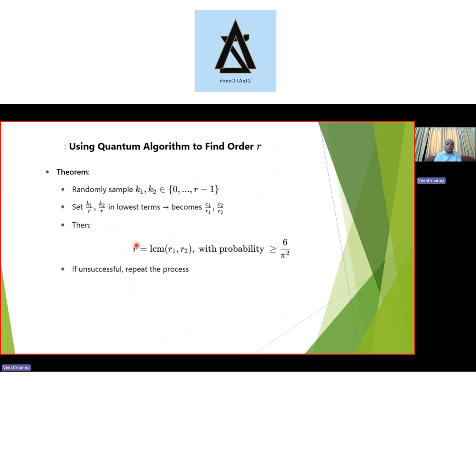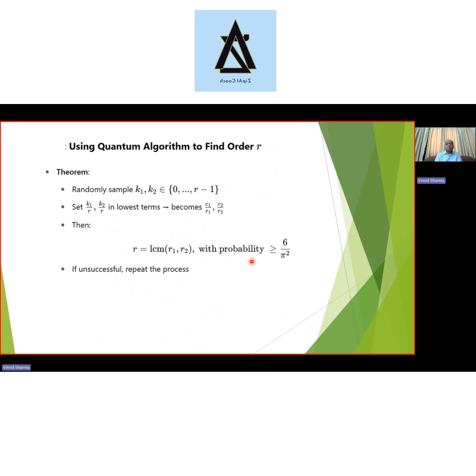Then once you have done that, you define r equal to LCM, the lowest common multiple, of r1 and r2. This quantity is equal to r. So once you get r1 and r2, taking the LCM will be equal to r with probability greater than or equal to 6 by pi square. It's a pretty high probability. If you didn't get r, we can easily check whether it is the order or not. Then you repeat this process. You again randomly pick k1 and k2 and repeat it. Since every time the probability of success is high, very soon you will get r.